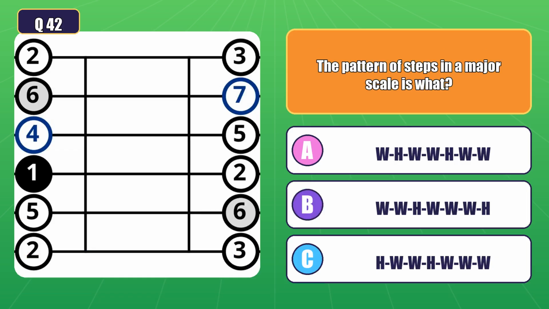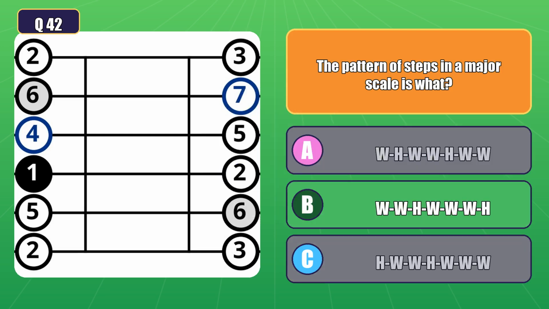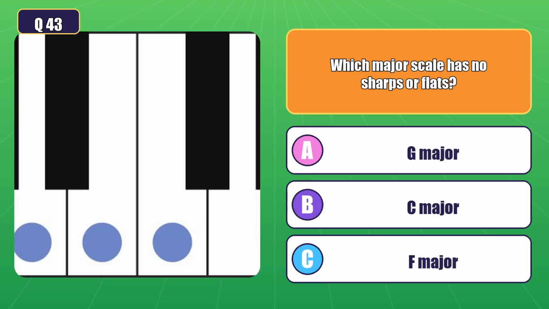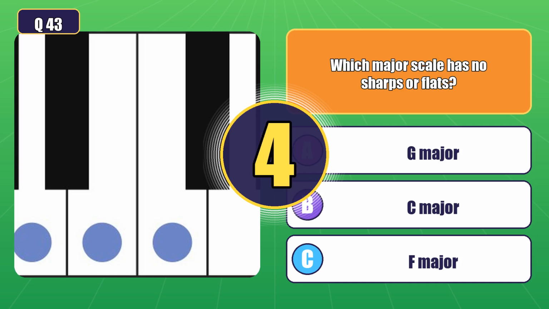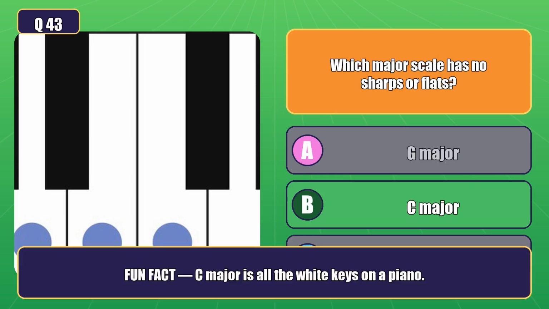Question number 42. The pattern of steps in a major scale is what? The answer is whole, whole, half, whole, whole, whole, half. Fun fact, whole and half steps in that order build any major scale. Question number 43. Which major scale has no sharps or flats? The answer is C major. Fun fact, C major is all the white keys on a piano.